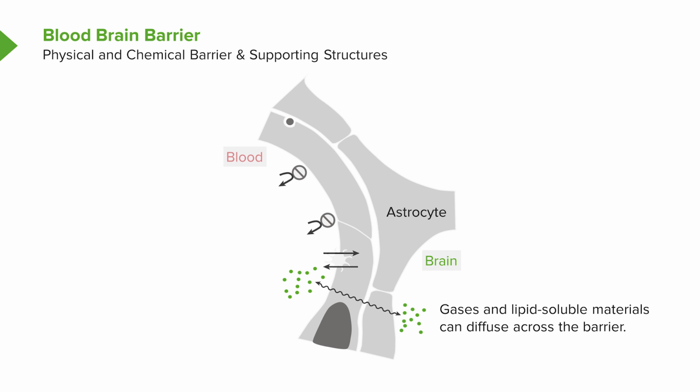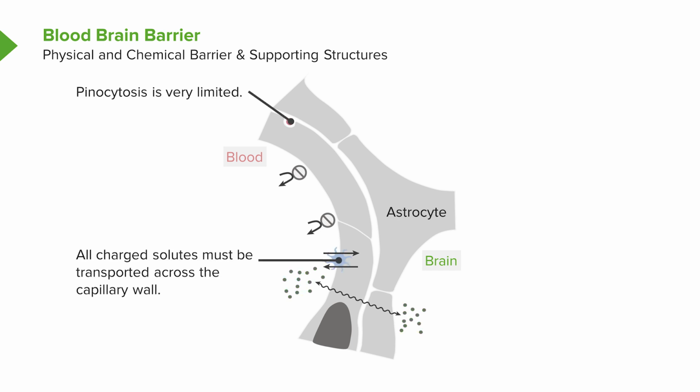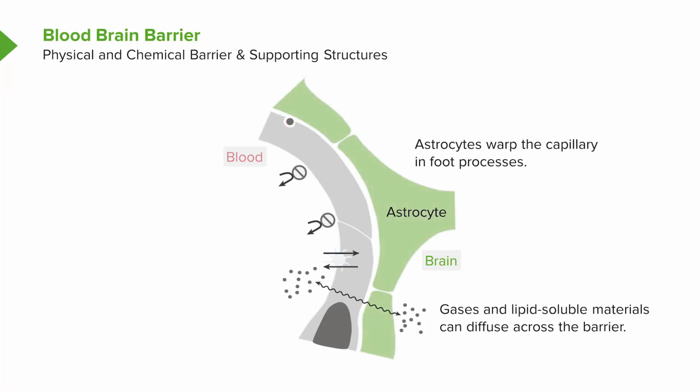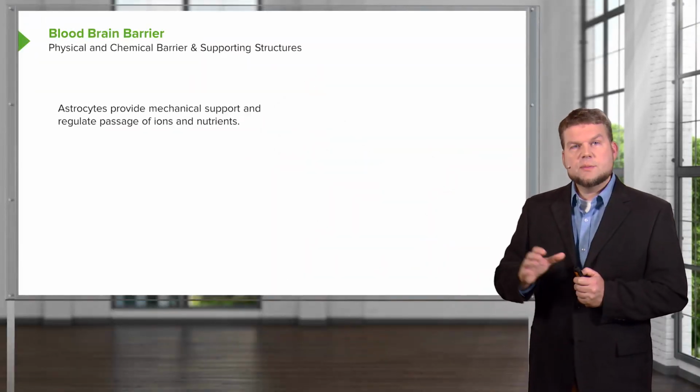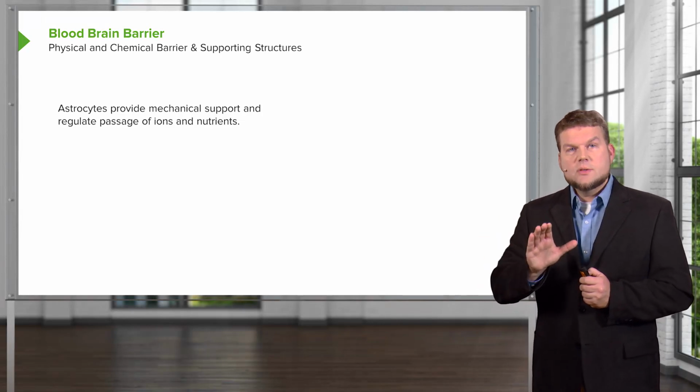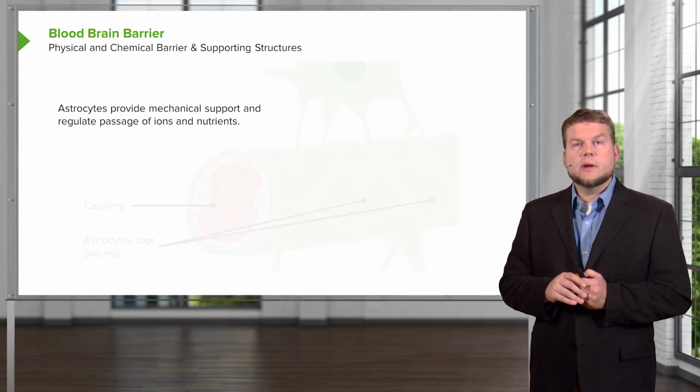Gases are one thing that can cross, and this does occur for things like oxygen, carbon dioxide. There are some solutes that can transport across a blood-brain barrier, but they'll require a specific transporter. Finally, besides the endothelial layer, you also have an astrocyte layer. And that astrocyte layer forms tight junctions around that endothelial layer, and these are oftentimes known as foot-like projections. And the next slide will demonstrate that better. So these astrocytes provide both mechanical support as well as regulate some passage of certain ions and nutrients.